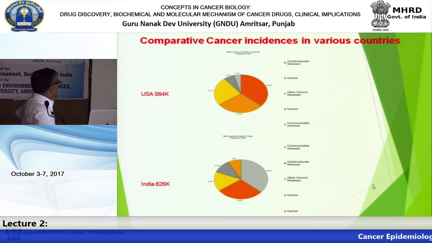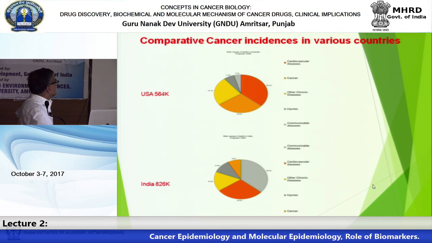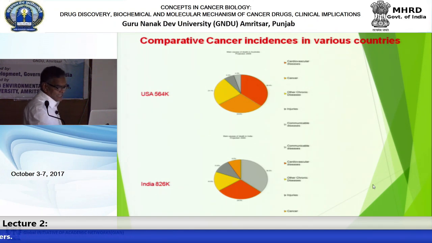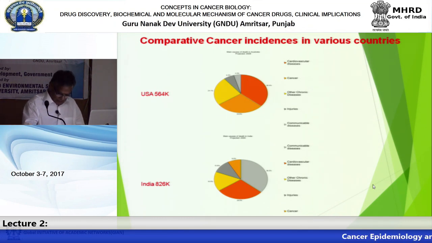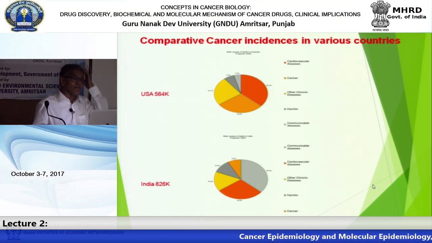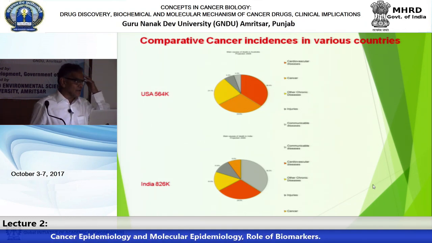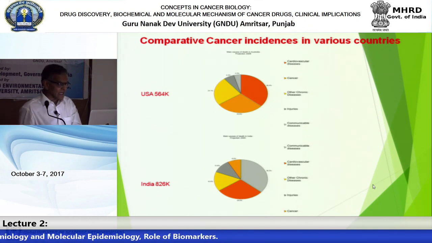If you compare India versus the USA, the United States has a huge total number of cancers as compared to India. But if you look at cancer by type or organ, some organs have more cancer in India as compared to the United States, and the United States has many other types that are more.